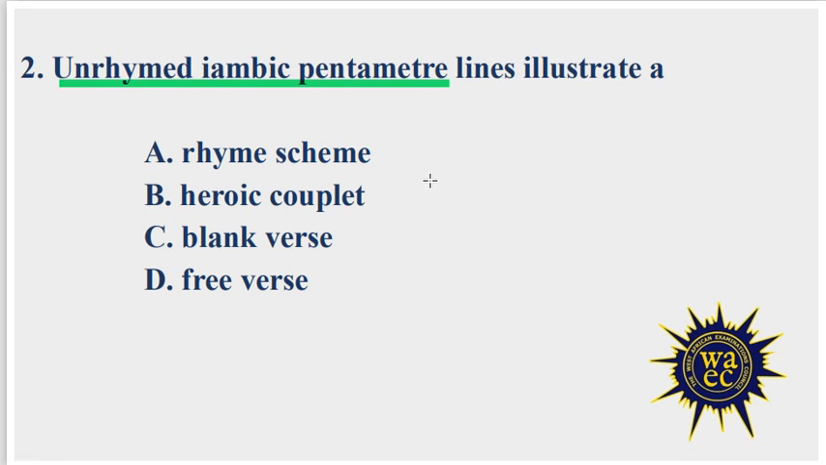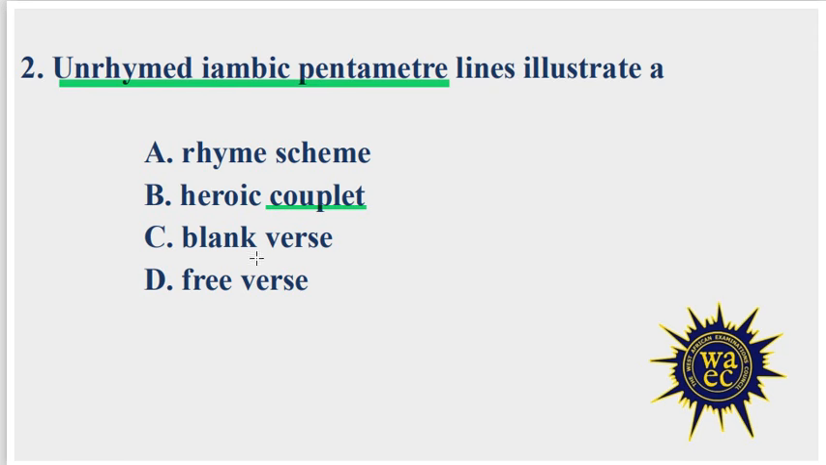Option A, rhyme scheme, is a pattern of the same or similar sound at the end of each line of a poem. Option B, heroic couplet. When we say couplet, it means two. So it's a pair of rhyming lines in iambic pentameter, often used in English poetry. A pair of rhyming lines. But the question says unrhymed iambic pentameter. So it is not heroic couplet.